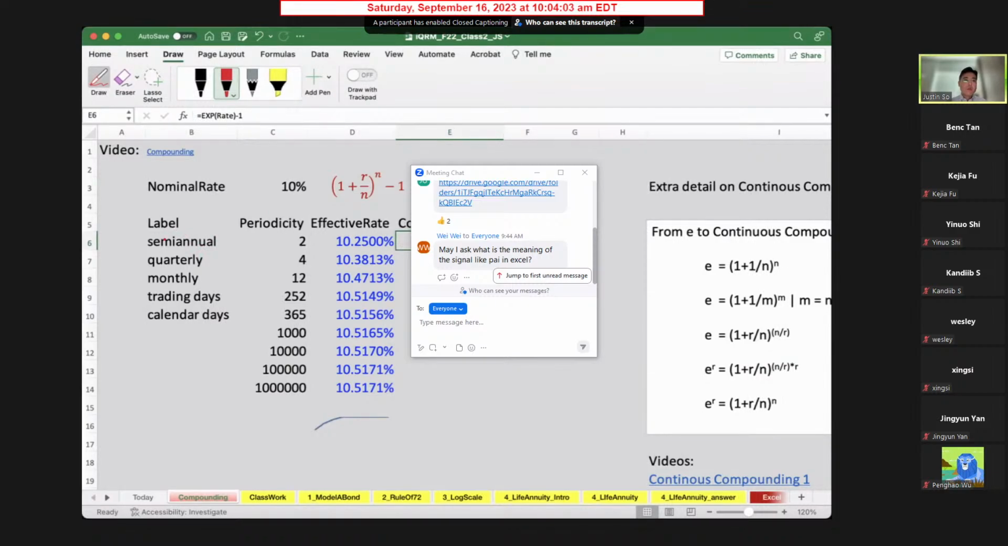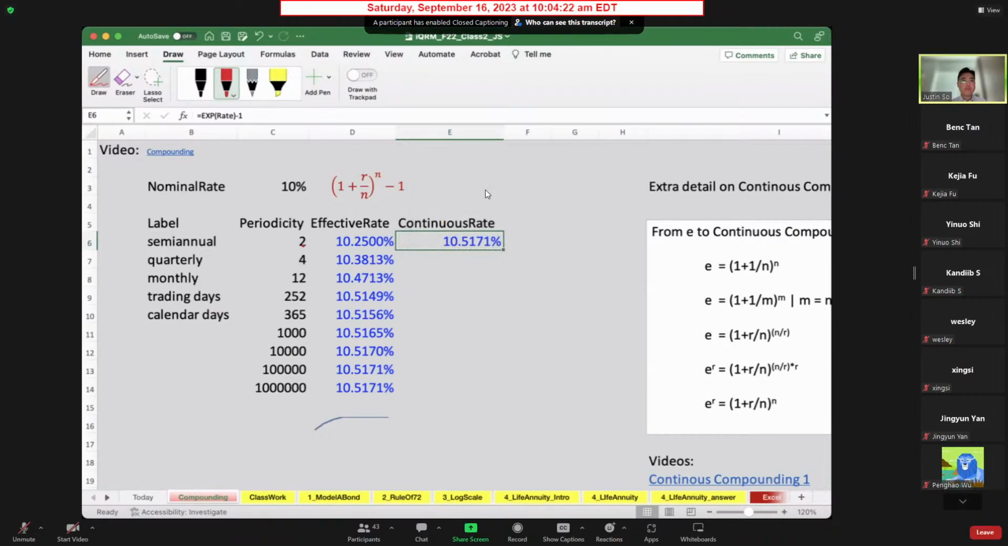And below, we give different periods: semi-annual, quarterly, monthly, trading days, and calendar days. Semi-annual means every 6 months, interest will be paid to you or you pay interest. So that's the compounding period. Every 6 months, that makes it twice per year. What is the effective rate for that? Let's start with the simple one.